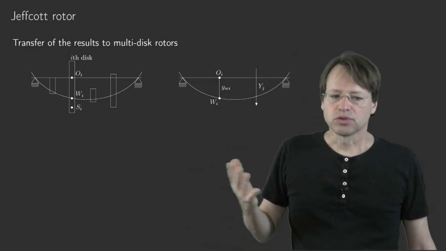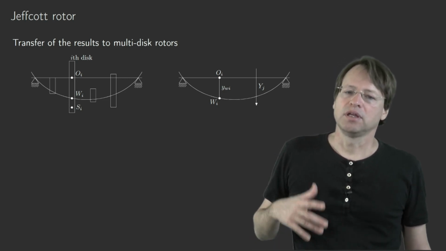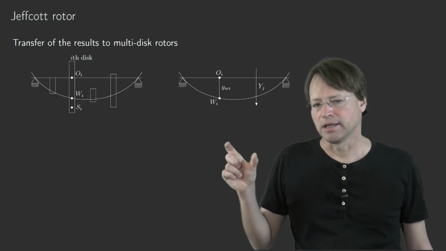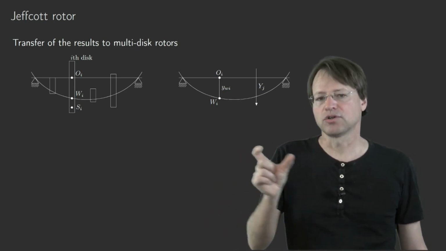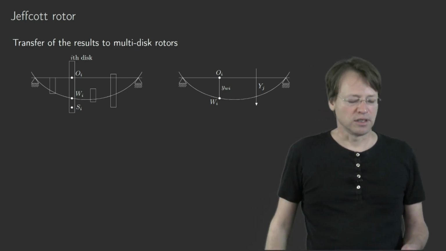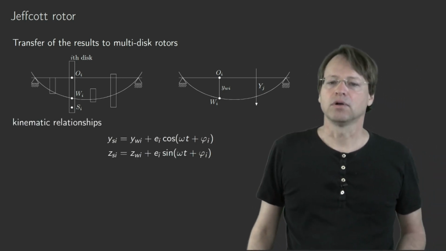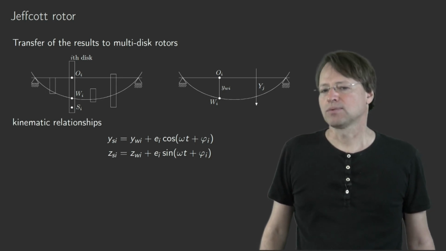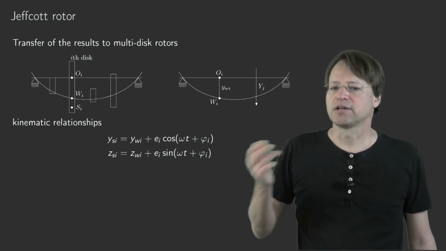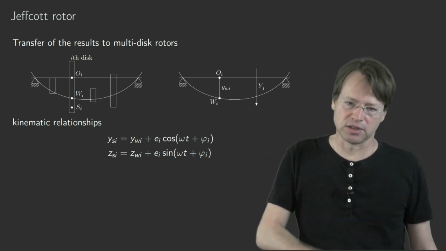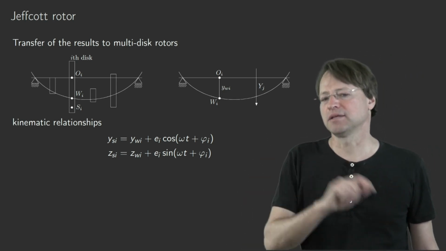And second, of course, we have to write down the equation of motion, which will then be composed of an inertia term and a restoring force term. I will discuss the derivation now in the following. So let's start with the kinematic relationships. They are quite simple. They are just a generalization of what you have seen before for a Jeffcott rotor with a single disc to the case of multiple discs.